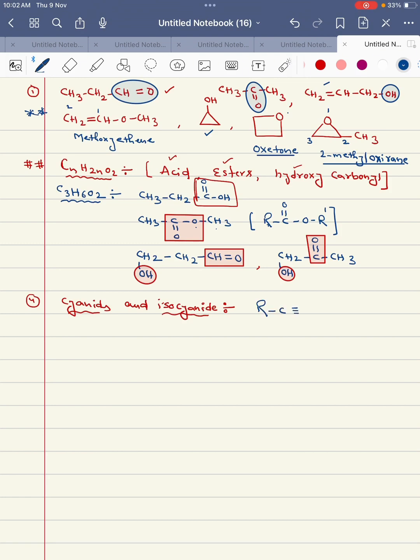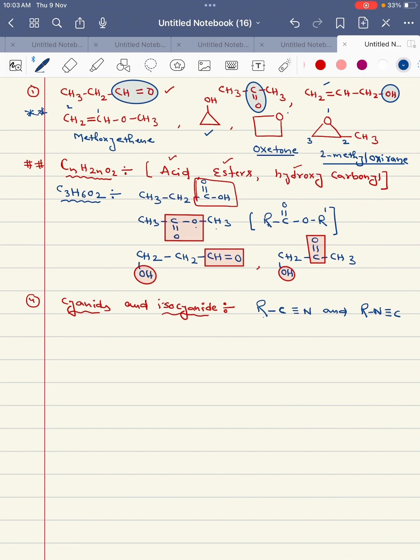So what is the general formula? R, C triply bonded N. In the cyanide group, between the carbon and nitrogen, one triple bond will come. And the isocyanide is R, N triple bonded C. See that in cyanide the carbon is directly attached to the hydrocarbon chain, but in isocyanide the nitrogen atom is directly attached to the hydrocarbon chain. When carbon is attached to the hydrocarbon chain, it is called cyanide. When nitrogen is attached to the hydrocarbon chain, it is called isocyanide.